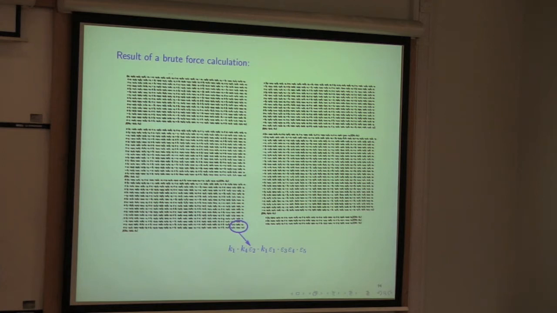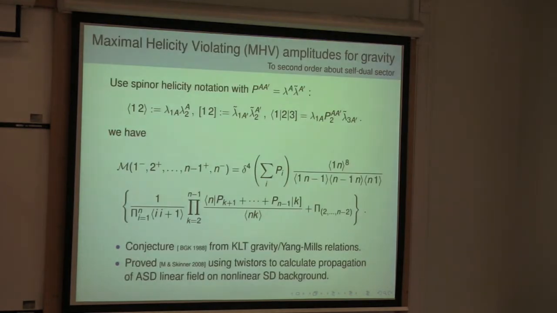So the standard rules are very awkward and problematic. Gravity is considerably worse. It was a tour de force by Bryce DeWitt in the 60s to calculate the four-particle tree-level amplitude.